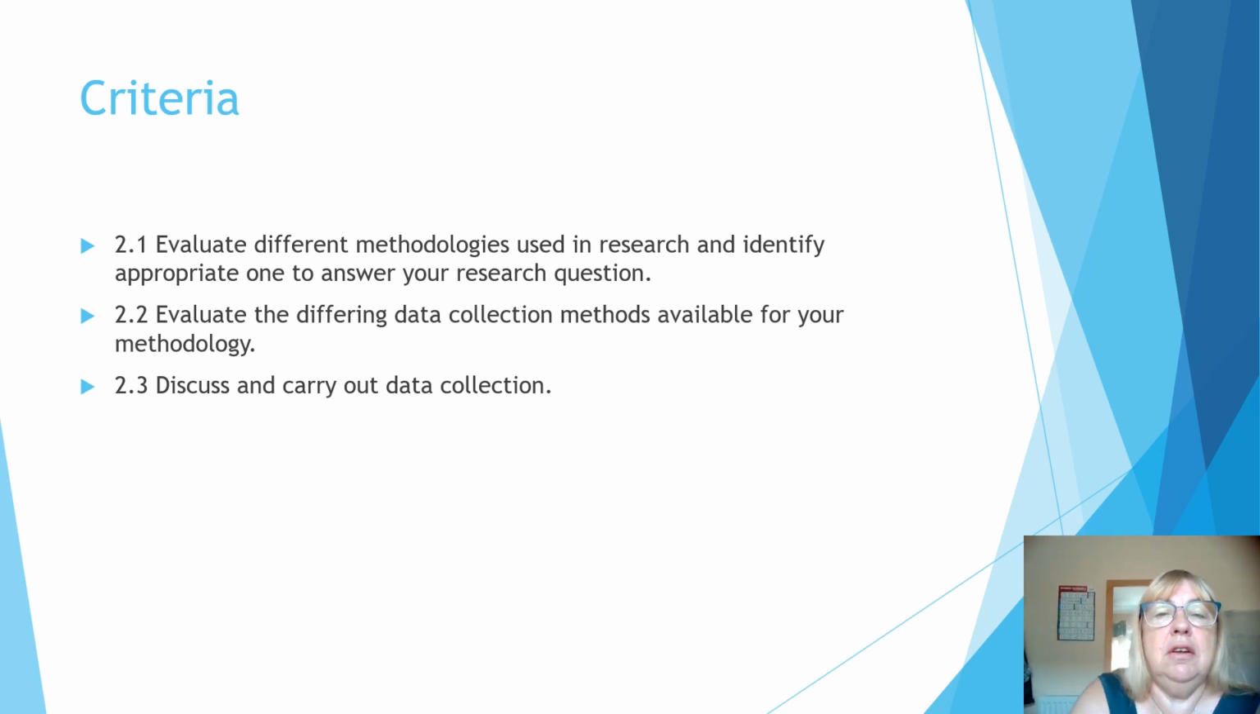Now, the criteria from your assignment that we're particularly focusing on is 2.1, 2.2, and 2.3. 2.1 asks you to evaluate different methodologies used in research and identify an appropriate one to answer your research question. So, as that's the question, I'm going to give you a few different research methodologies. You don't have to evaluate all of them, but you can pick two or three to evaluate. But what you do need to do coming out of 2.1 is to identify which one of these research methodologies you're actually going to use in your own research.